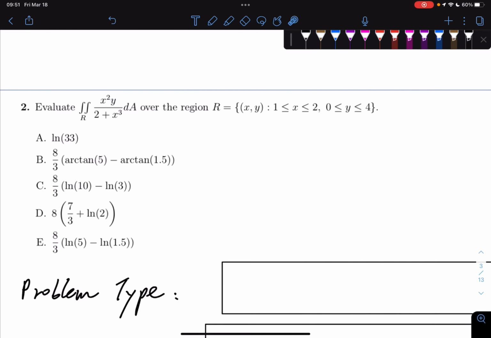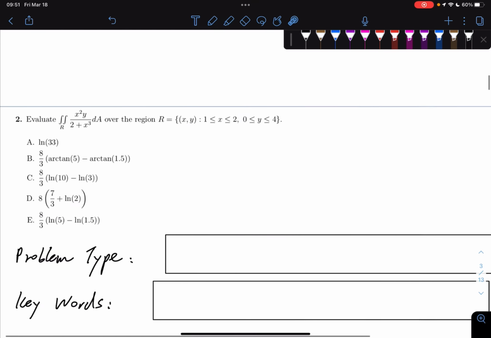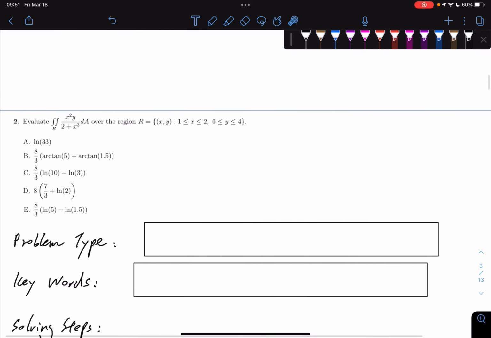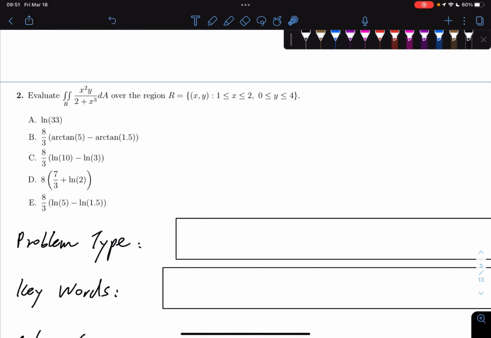But we have different types of double integral problems. Double integrals in rectangular regions, double integrals in general regions, double integrals in polar regions, and also some techniques such as switching the order of integration. So how do I know which type of problem it is? We can start by looking at the constraint here.